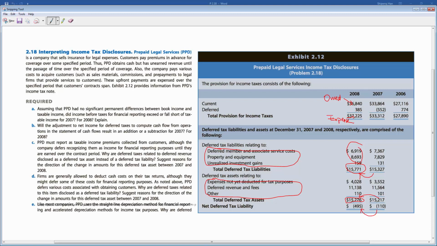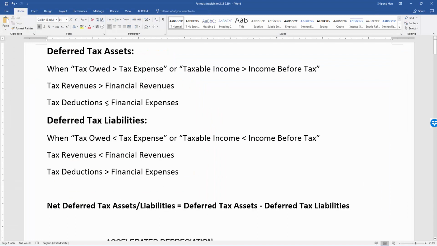So in this year, we know the company paid 36,840 cash tax to the IRS, while in the financial statement, tax expense is 37,225. So let's go back to the notes, right? Actually, we observe the tax owed is less than the tax expense. So we know that there will be a decrease in deferred tax liabilities. Okay, that's what we observe in the footnote.